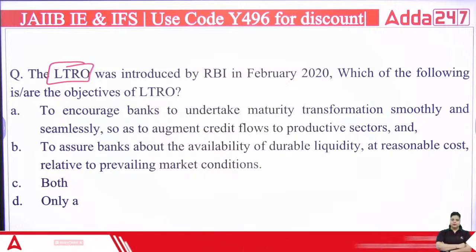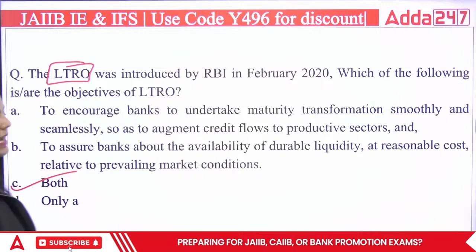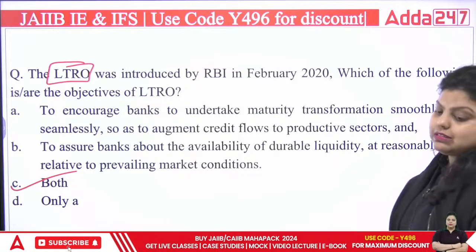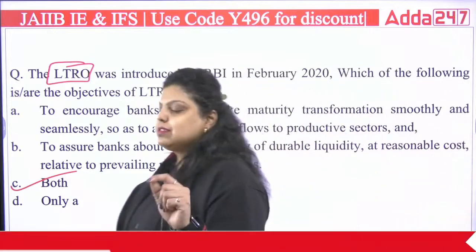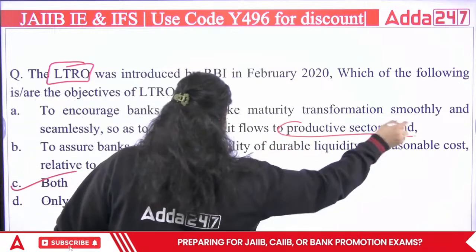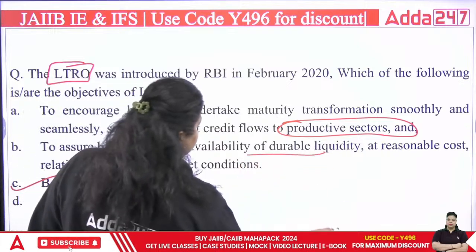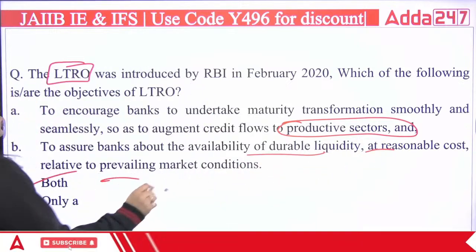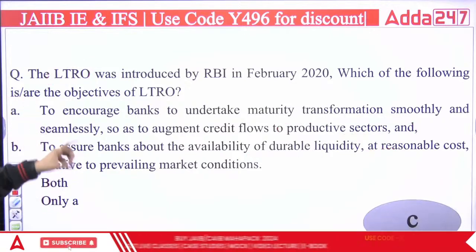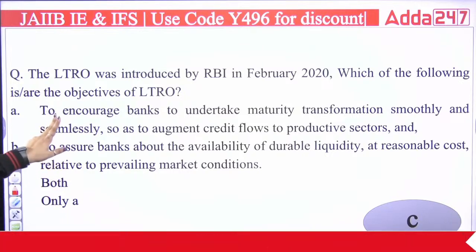Okay, so the right answer for this question will be both the statements are correct. LTRO, long-term repo operation. Both statements for LTRO are correct here, because the first is talking about how it encourages the banks to provide funding to the productive sector, and that we want banks to have durable liquidity at reasonable cost, given the prevailing market condition. So the right answer will be both were the objectives behind introducing long-term repo operation. So right answer will be your C option.